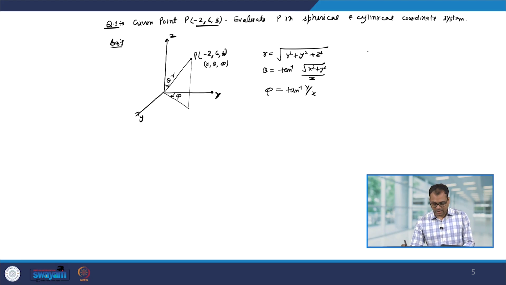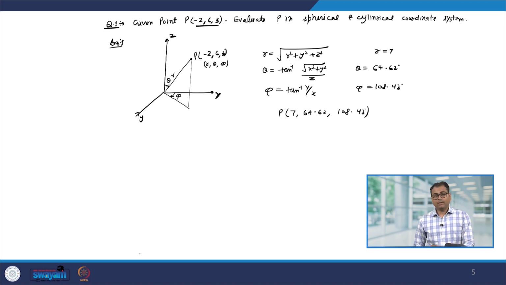Now, since the value of x, y and z is given here, you can put it in these equations. You will get r is equal to 7, theta is equal to 64.62 degree, and phi is equal to 108.43 degree. Therefore, in a spherical coordinate system, the coordinate of point P is 7, 64.62 and 108.43 degree.